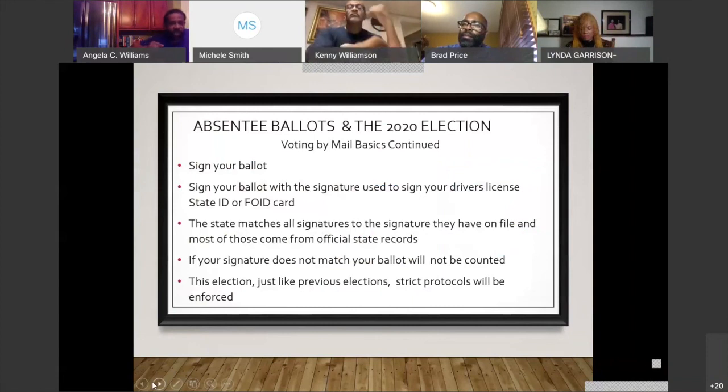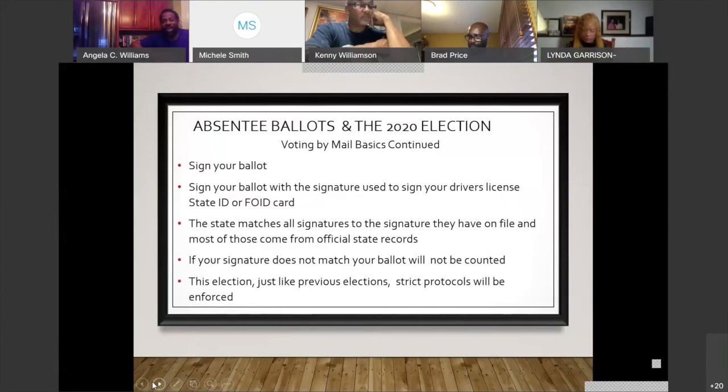Absentee ballots, as we continue, you need to sign your ballot. That's going to be very important. That's probably the one thing that people miss the most and is a cause for their vote not being counted. Sign your ballot with the signature that you would use to sign your driver's license, your state ID, or your FOID card. The state matches all signatures on ballots. And what's going to pull up is your driver's license signature or your state ID signature or your FOID card signature.